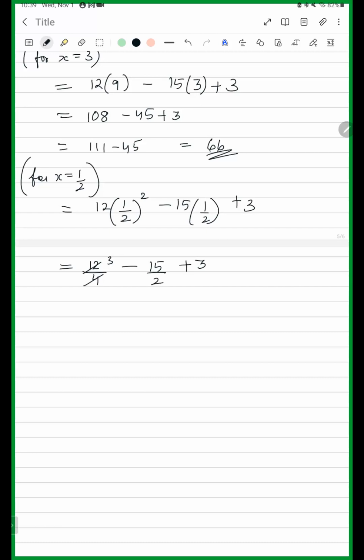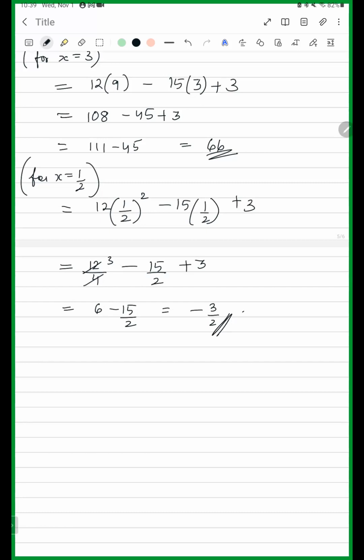Then we can add 3 and 3. It will be 6 minus 15 by 2. Very good. 15 by 2 is what? 7.5, right? The whole answer will be 6 minus 7.5, which is minus 3 by 2. Very good. Minus 3 by 2.